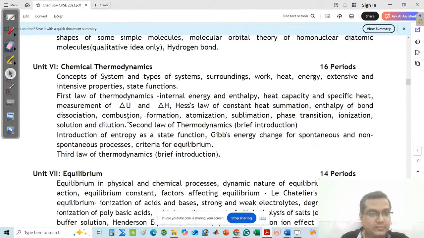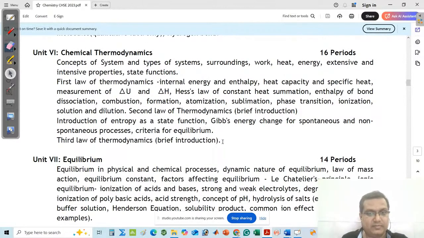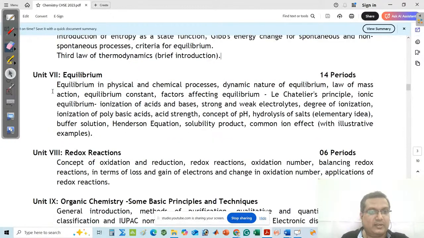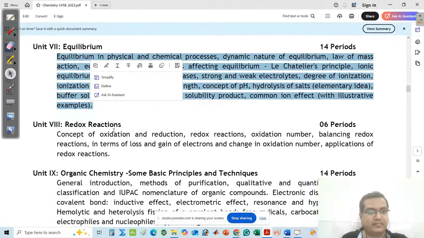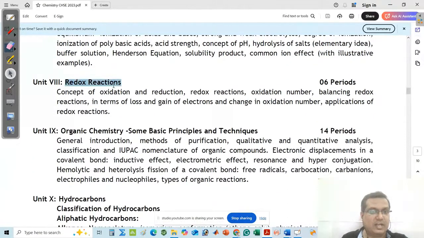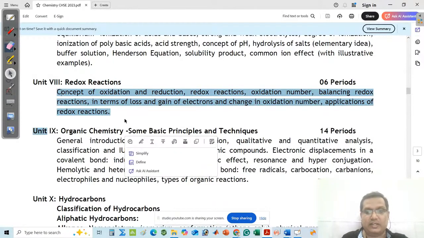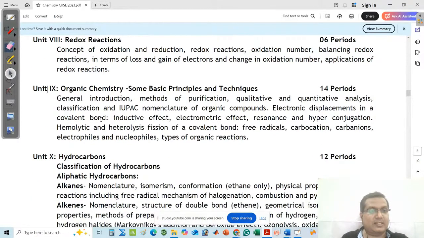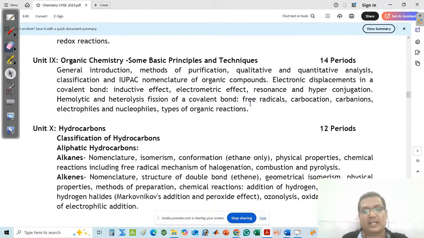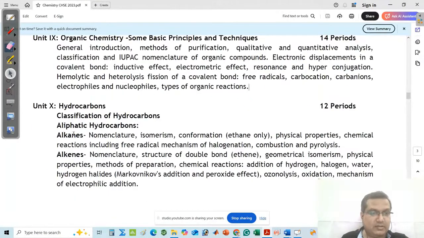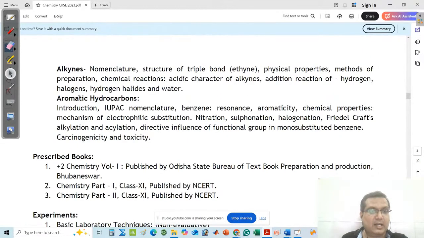Next, move to the next unit, that is chemical thermodynamics. These are the contents. Next, equilibrium. These are the contents. Next is redox reactions. These are the contents. Next is organic chemistry, some basic principles and techniques. These are the contents. Next is hydrocarbons. The hydrocarbon unit includes alkane, alkene, alkyne, and aromatic hydrocarbons. These are the contents.